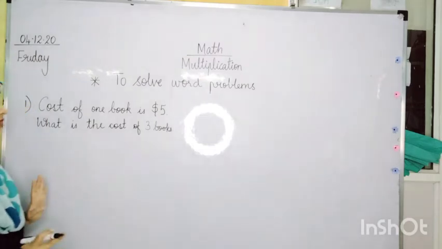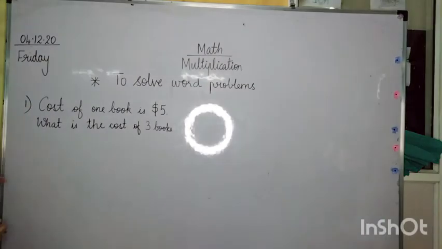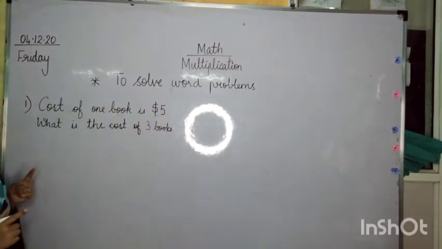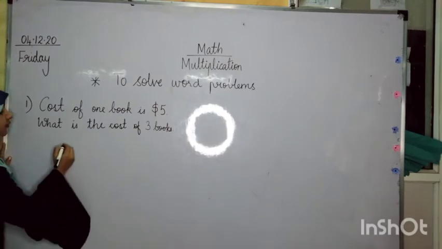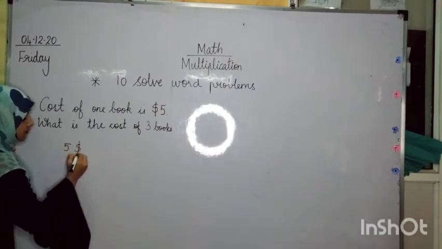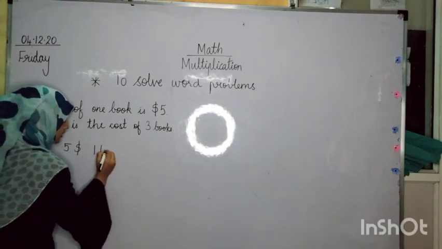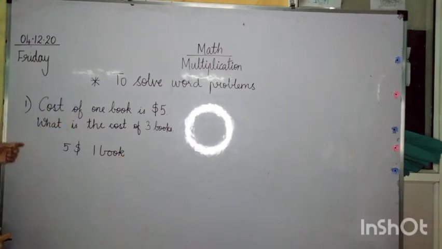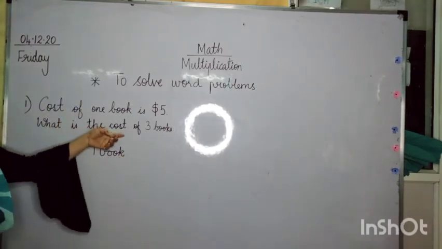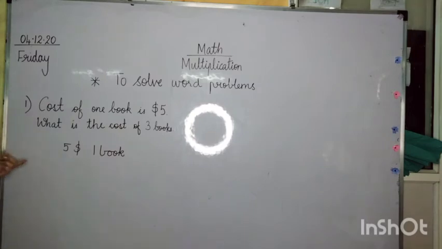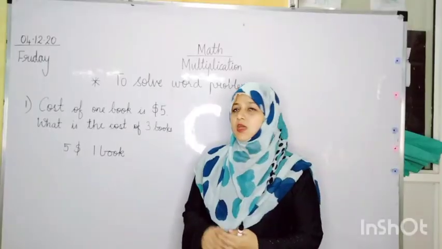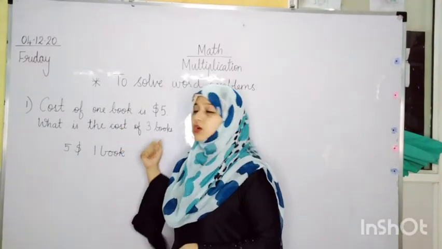So this is the first sum of word problems. Before we start, let's read it. The problem says the cost of one book is $5. What is the cost of one book? You will write $5, one book. Then the question is, what is the cost of 3 books? We have to find the cost of 3 books.